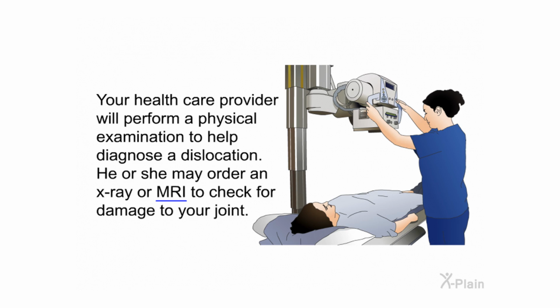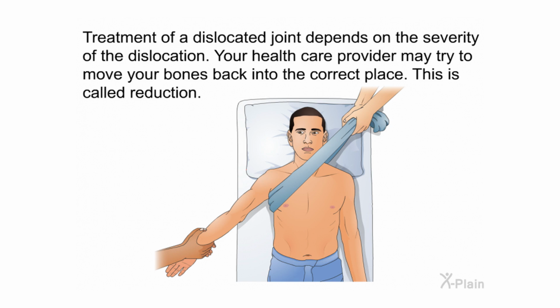Your healthcare provider will perform a physical examination to help diagnose a dislocation. He or she may order an X-ray or MRI to check for damage to your joint. Treatment of a dislocated joint depends on the severity of the dislocation. Your healthcare provider may try to move your bones back into the correct place. This is called reduction.